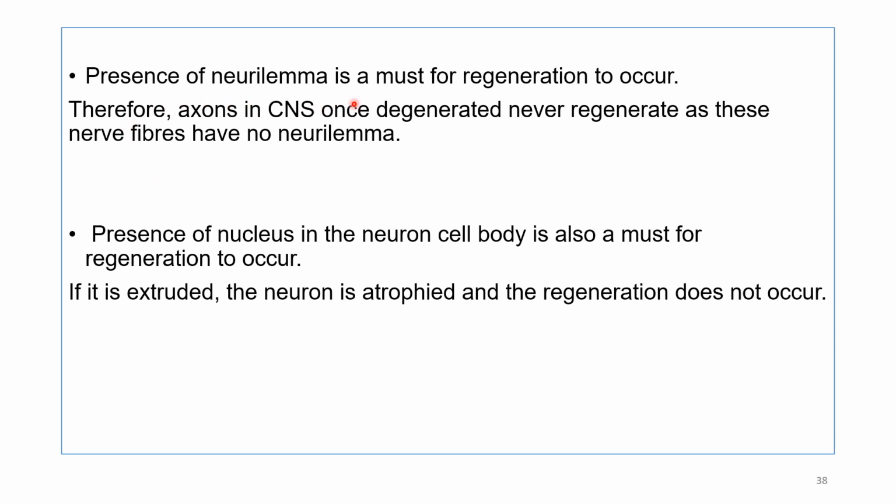Presence of neurilemma is a must for regeneration to occur. Therefore, axons in the CNS, once degenerated, never regenerate as these nerve fibers have no neurilemma. The presence of nucleus in the cell body is also a must for regeneration to occur. If it is extruded, the neuron is atrophied and regeneration cannot occur.